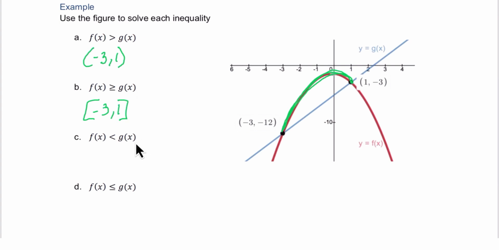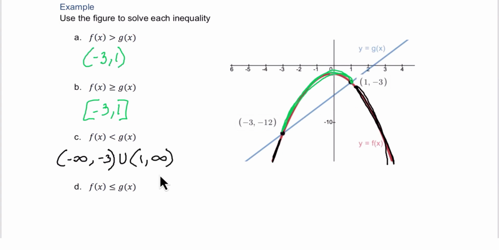In part C, we're asking where is f less than g? In other words, where is f below the g function? And that's going to occur in two places. Here, f is below g, and here, f is below g. So we've got those two regions where f is below g. The first interval, again, in terms of x values, is negative infinity up to negative 3. We will not include the negative 3 due to the strict inequality, and we'll union that with 1 to positive infinity.